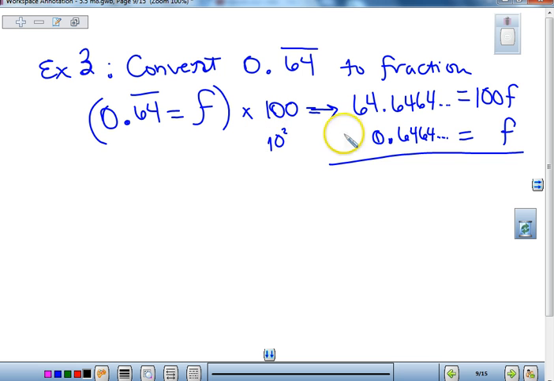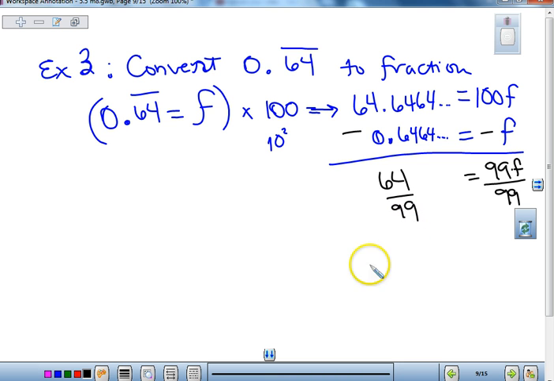As I do the subtraction, 100f minus 1f gives me 99f. 64 repeating leaves me with 64. How do I solve for f? Well, my coefficient of f is 99. That means I need to divide by 99. So what is my original fraction? 0.64 repeating is actually equal to 64 over 99.